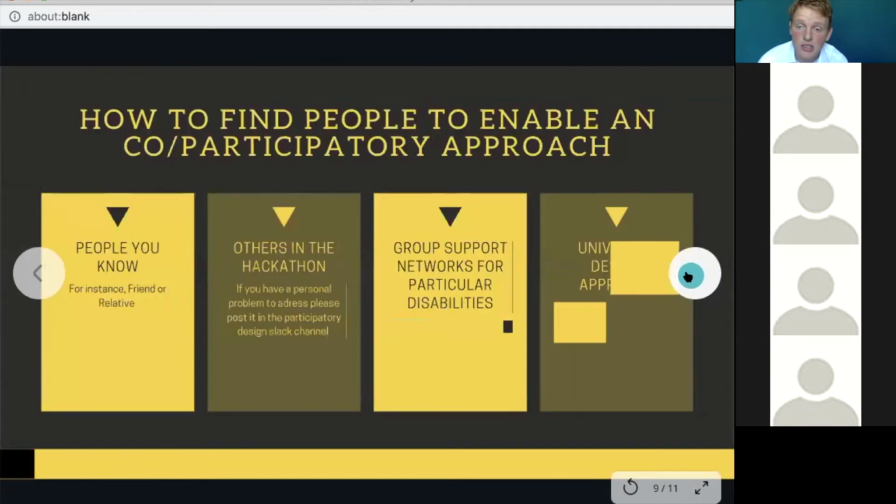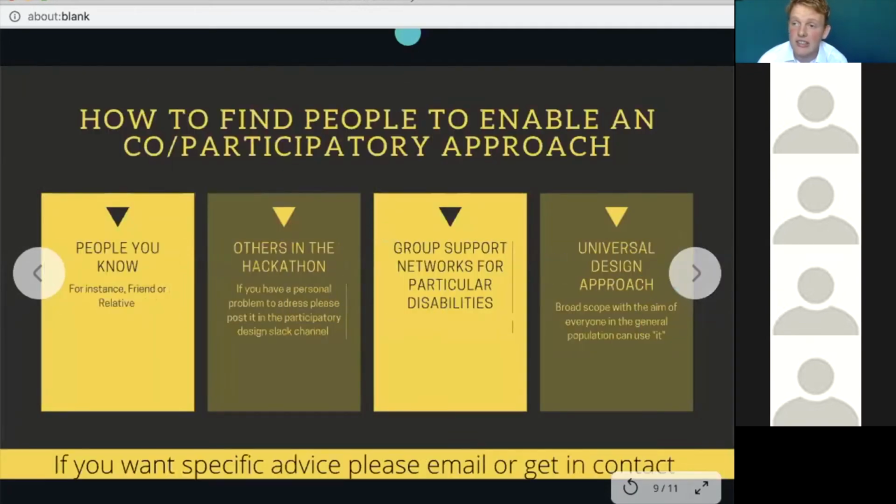Yes, so we had a specific question on the Slack about how to find people to enable a co-participatory approach. In an ideal world, there are different ways of doing it. One point to consider is that addressing something of the greatest need is not necessarily the easiest option, because if everybody did the easiest option, that problem would get solved, and then all the big problems would not, and it would be an inefficient use. So these are just some of the suggestions.